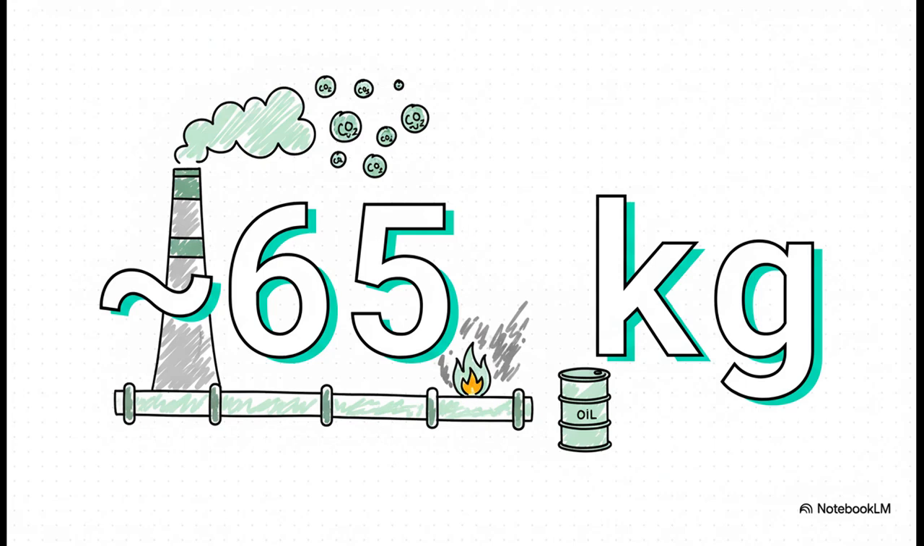When we apply a standard emissions factor to that combustion, that 1.31 gigajoules of natural gas results in approximately 65 kilograms of CO2 equivalent emissions. That's 65 kilos coming directly out of the facility's stack for every barrel of oil. This is the direct on-site carbon footprint.